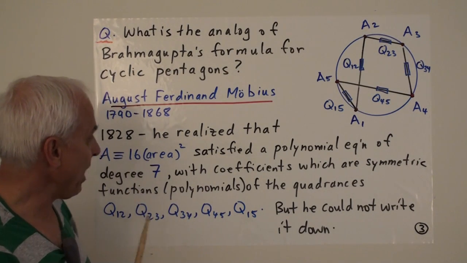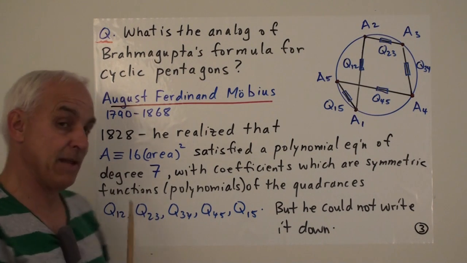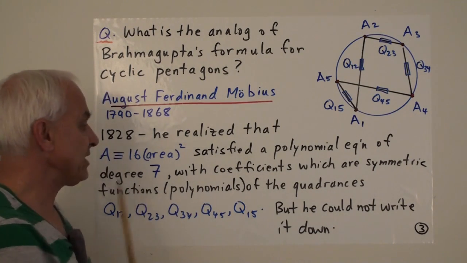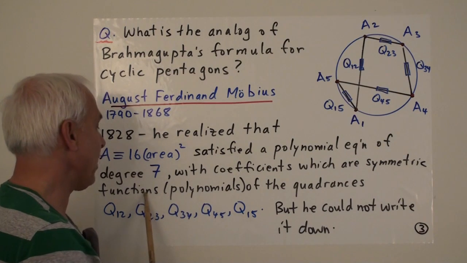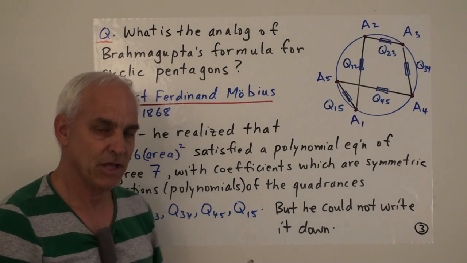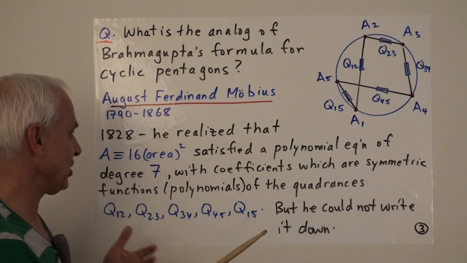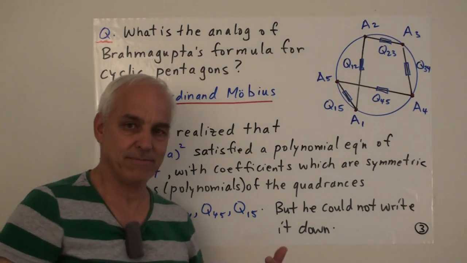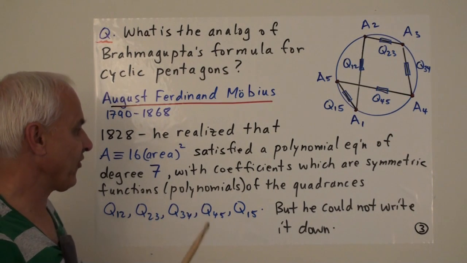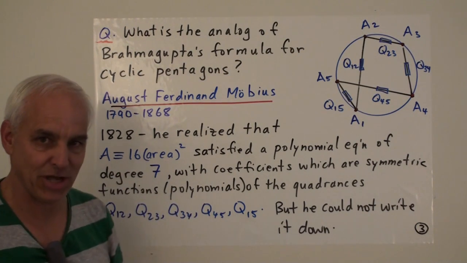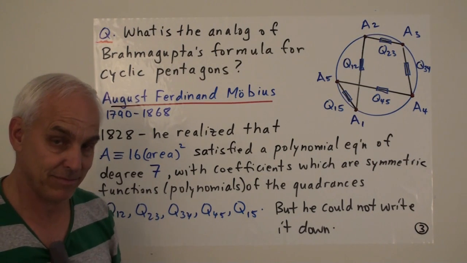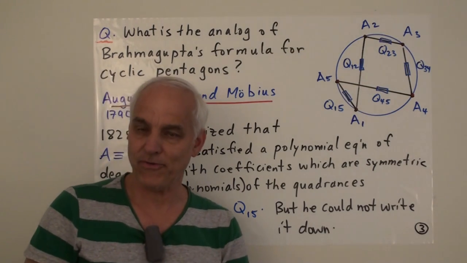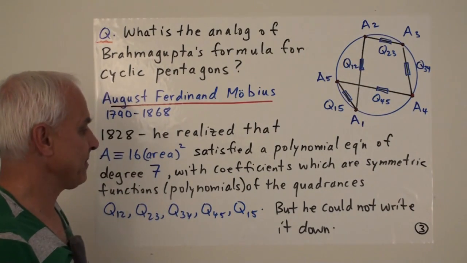In 1828, he wrote a paper where he realized that, again, this same quantity, A, which was 16 times the square of the area, satisfied a polynomial equation of degree 7 with coefficients which are symmetric functions or polynomials of the quadrances. So he had an argument for the existence of such a polynomial relation, but he could not write it down, or maybe he didn't write it down. It was quite onerous, but he certainly knew that there should be some relation like this, but very curiously of degree 7. And it's involving these five quadrances and symmetric functions or symmetric polynomials of these five quantities.